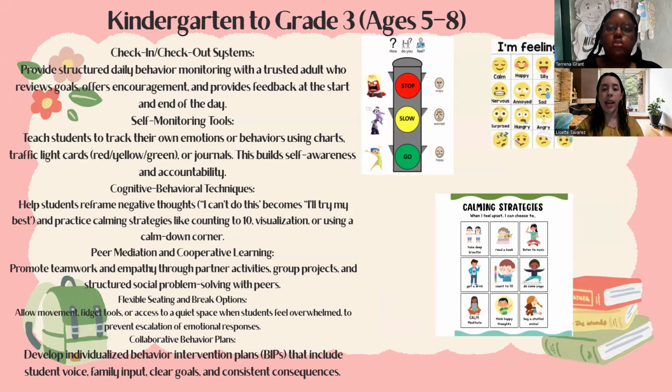Kindergarten to grade 3, ages 5 through 8. Check in and check out systems: provide structured daily behavior monitoring with a trusted adult who reviews goals, offers encouragement, and provides feedback at the start and end of the day. Here to my right is a photo that I put of the different emotions that kids can have, whether they're calm, happy, silly, confused, nervous, tired, etc.